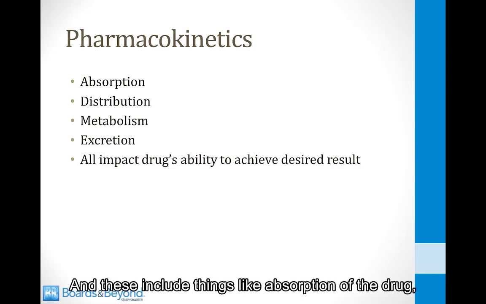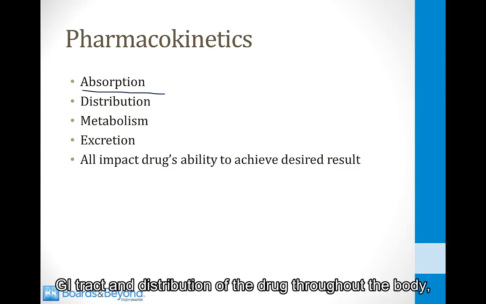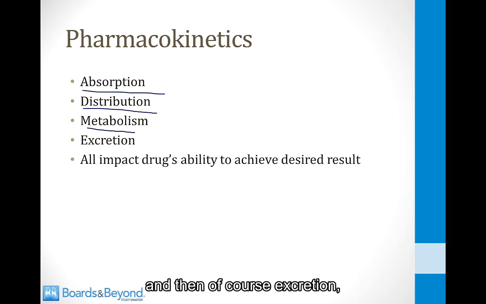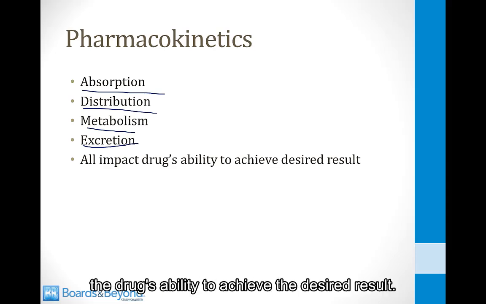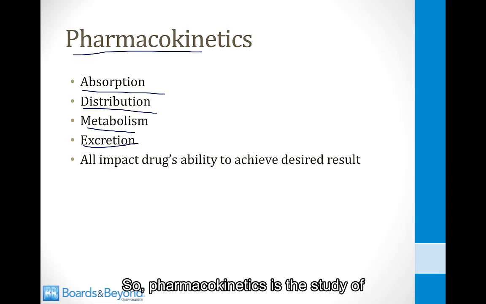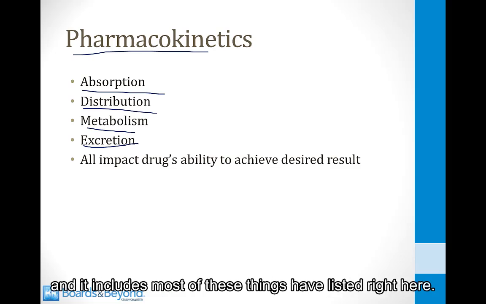These include things like absorption of the drug from the GI tract and distribution of the drug throughout the body, metabolism by organs like the liver, and then, of course, excretion. All of these things impact the drug's ability to achieve the desired result. So pharmacokinetics is the study of how drugs move through the body, and that's what we're going to talk about in this module, and it includes most of these things I've listed right here.